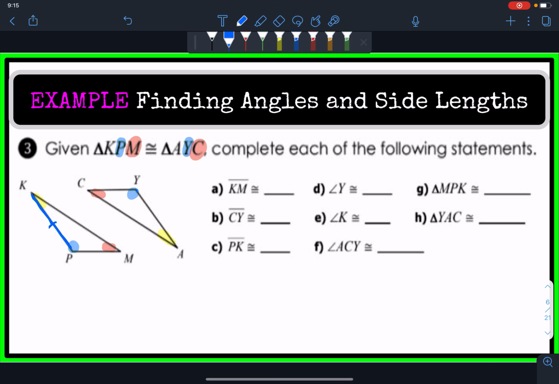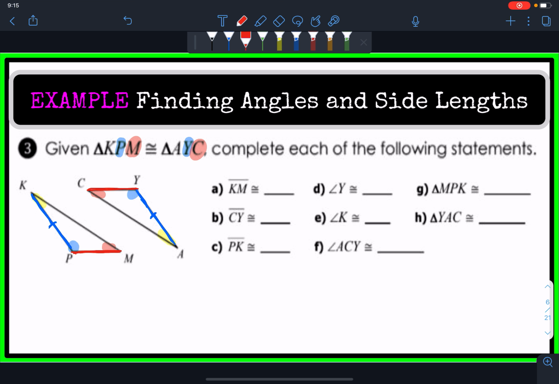So from A to Y, I'm going to color it the same color, blue, and I'm going to put again that one little marker there. Well, PM, from P to M, which is this side down here, the second and third letter in the name of our triangle on the left, is going to be again congruent with the corresponding side of YC. So from Y to C, those two sides are going to be the same.